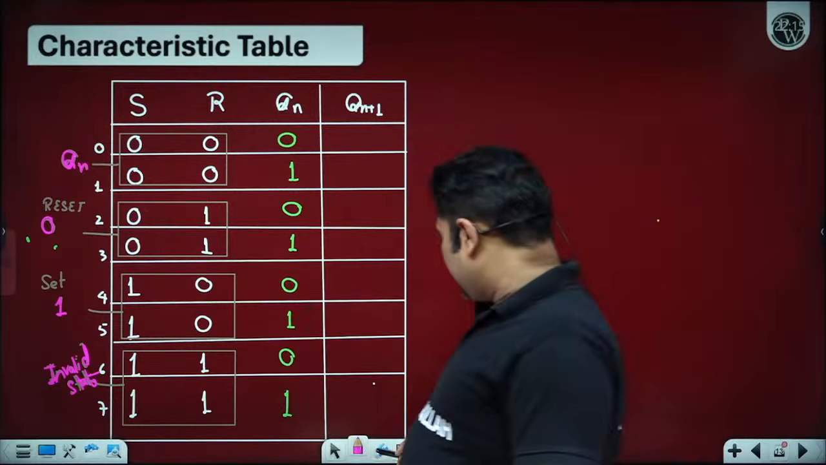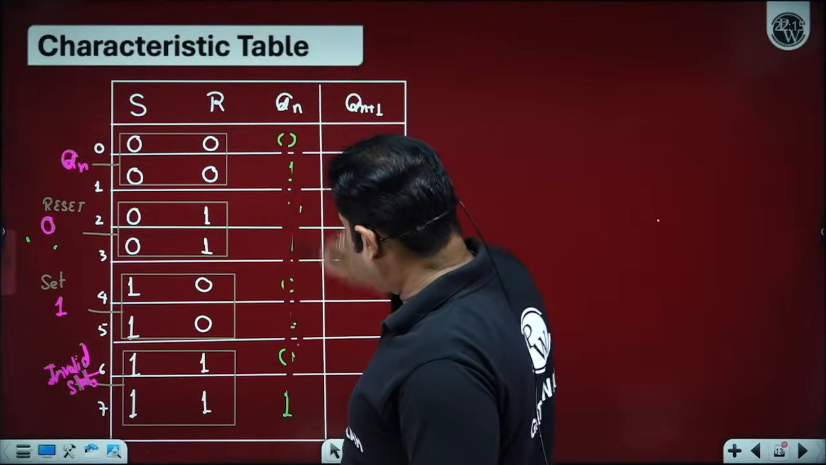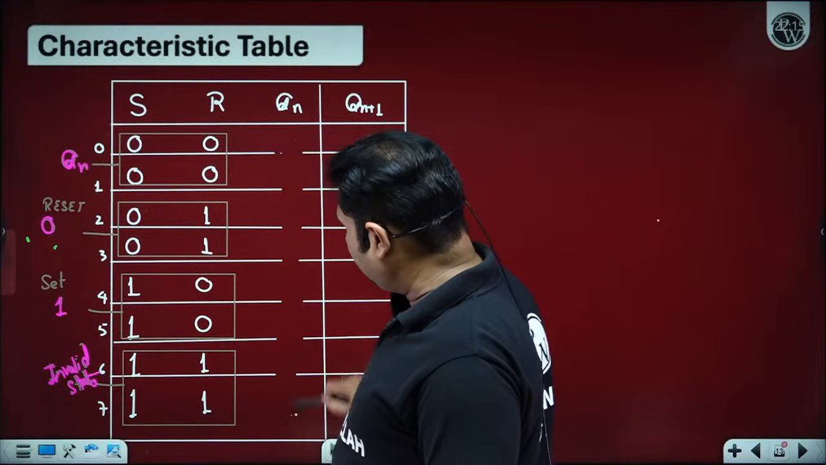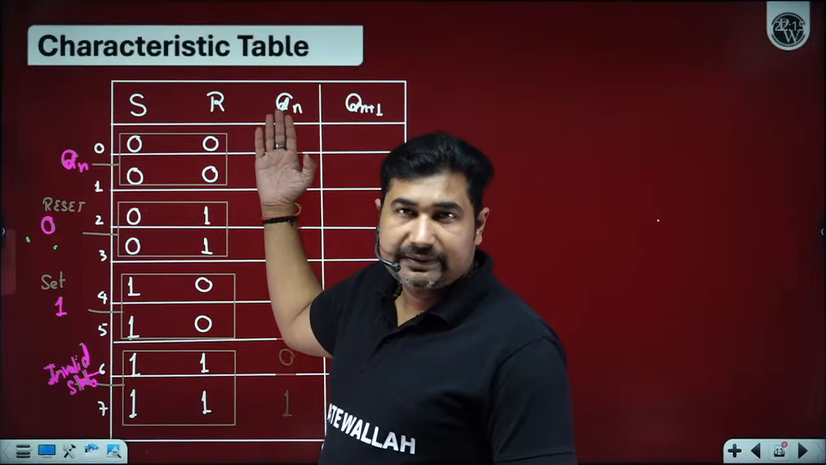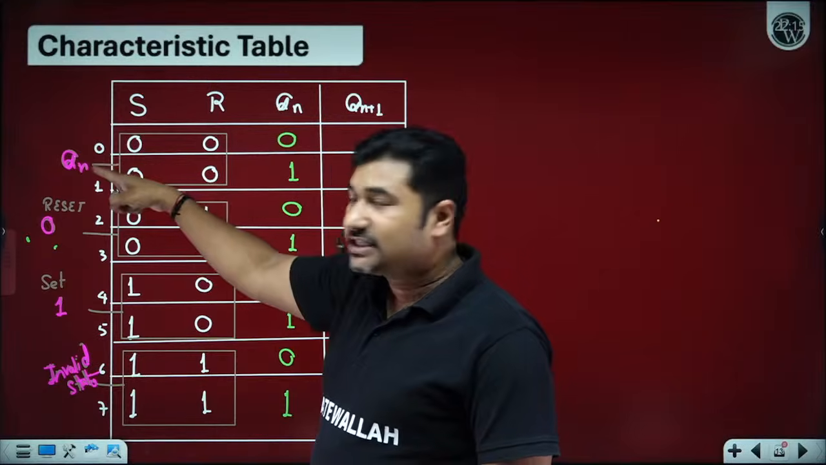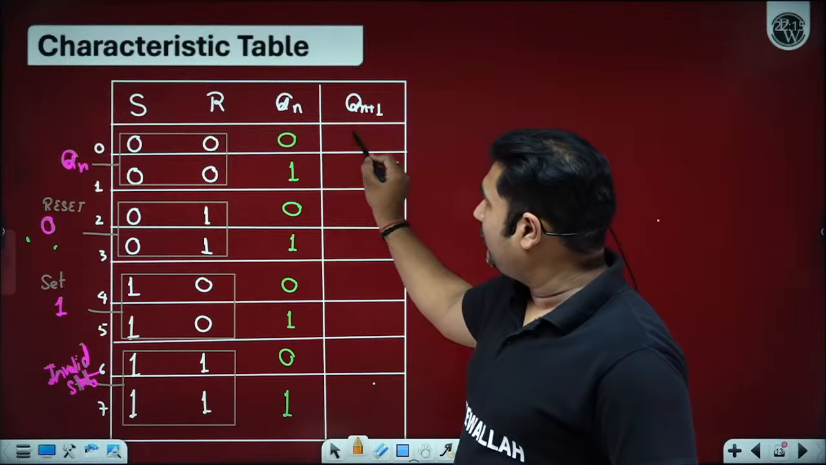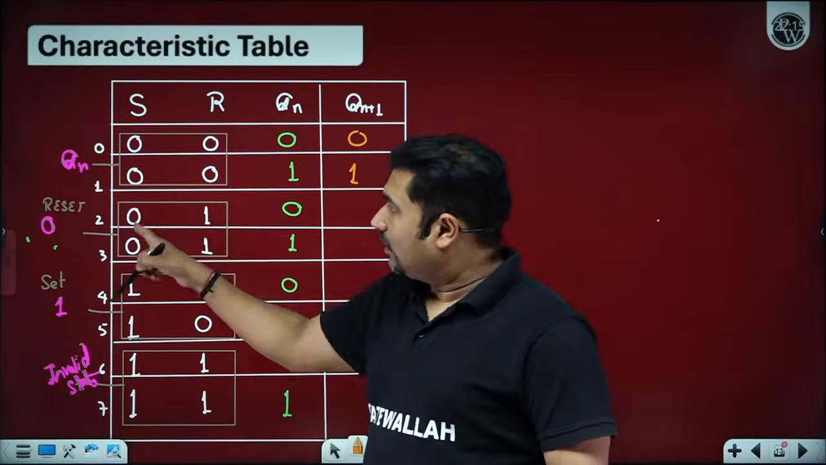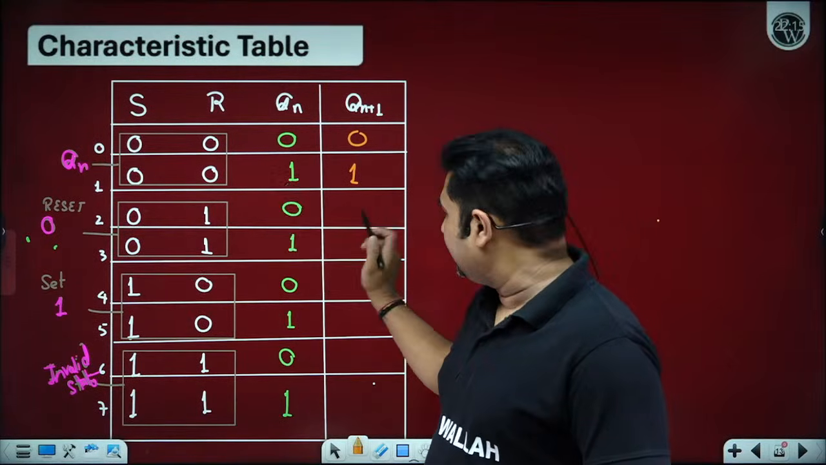Now, for a moment, forget about Qn. Don't rub it out, I am just saying forget about Qn. Just hide Qn and observe S and R. So with S0, R0, the next state is Qn. What is the meaning of Qn? If previously 0, we will get 0. If previously 1, we will get 1. For S0, R1, the next state is reset. Irrespective of the previous state, the next state is reset.